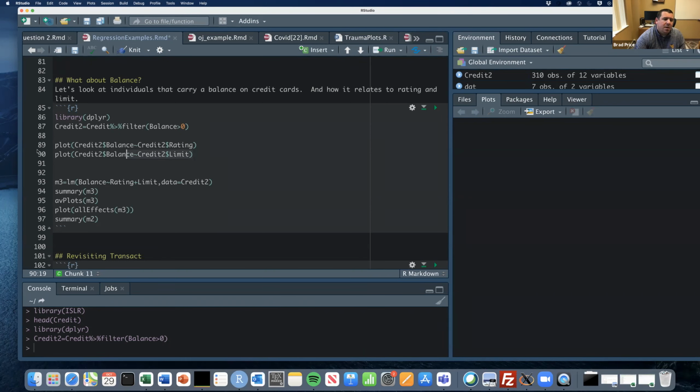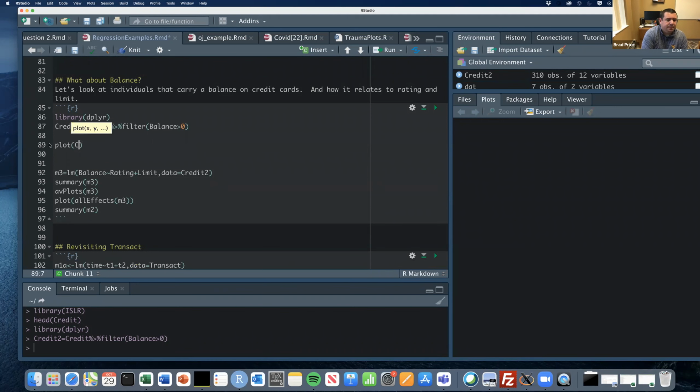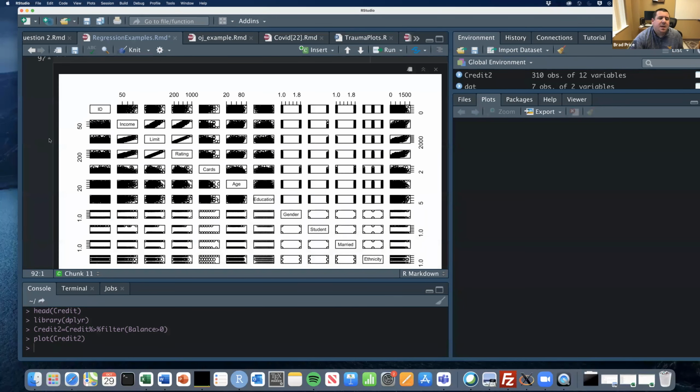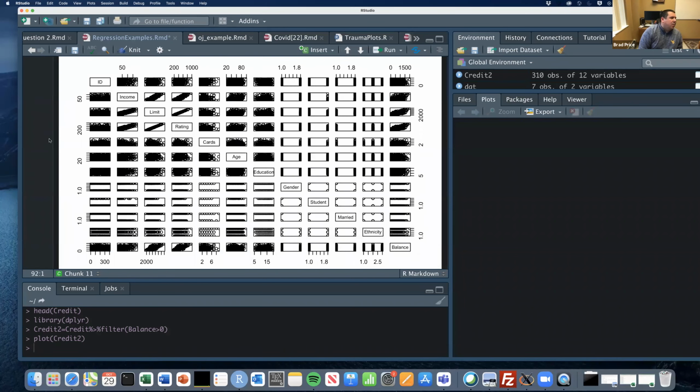So let me do plot credit 2. Now, remember what this is called. This is called a what? Scatter plot matrix, right? Rows are my y-axis. So if it's in this row, it's income on the y-axis, and the columns are the x-axis. So this is the relationship between income and limit.